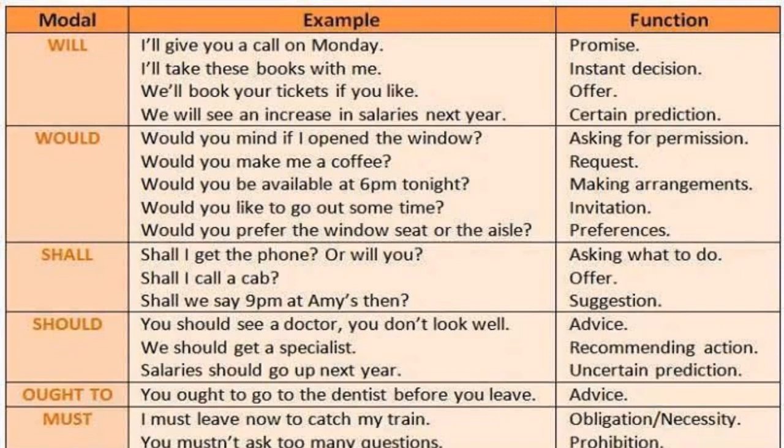Then would. Examples are, would you mind if I opened the window? It is used for asking for permission. Then would you make me a coffee or would you prepare a cup of coffee for me? It is a polite request. Would you be available at 6 p.m. tonight? Making arrangements. Would you like to go out sometime? It is an invitation. Would you prefer the window seat or not? So here it is used for preferences.